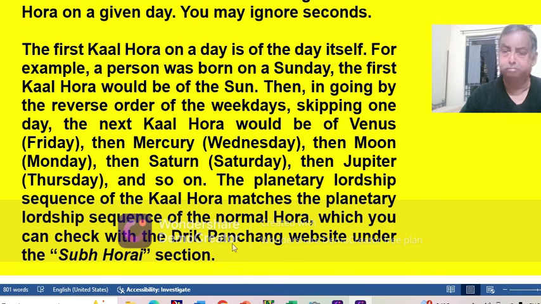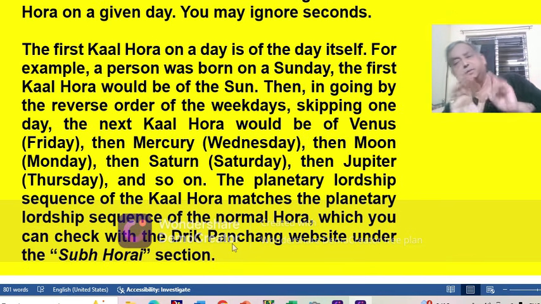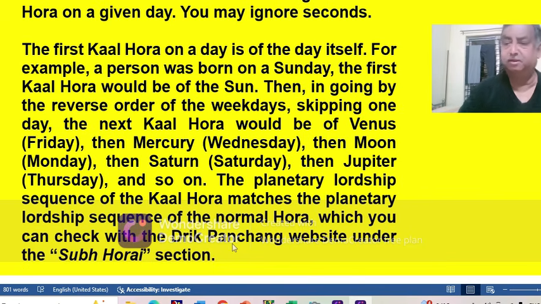Got my point? The planetary lordship sequence of the Kaal Hora matches the planetary lordship sequence of the normal hora, which you can check with the Vedic Panchang website under the section Shubh Horai. Why I have told you, it may be difficult for you initially. Shubh Horai's lordship and that of Kaal Horai's lordship are the same. Open Vedic Panchang, type Shubh Horai, you will get it like this only.